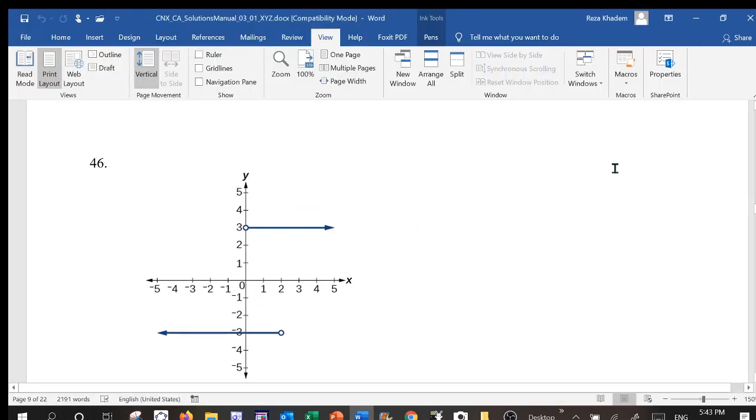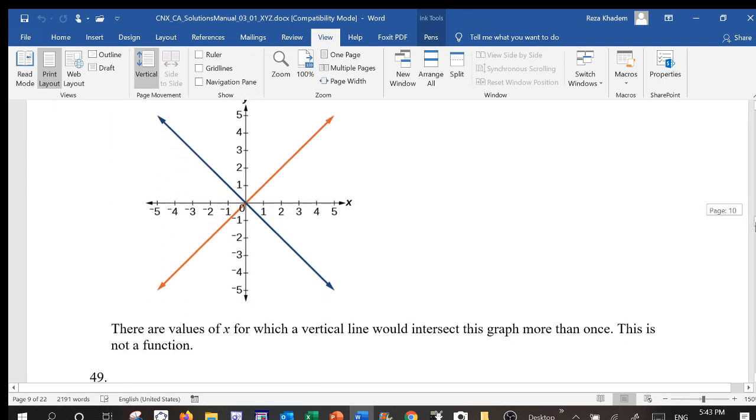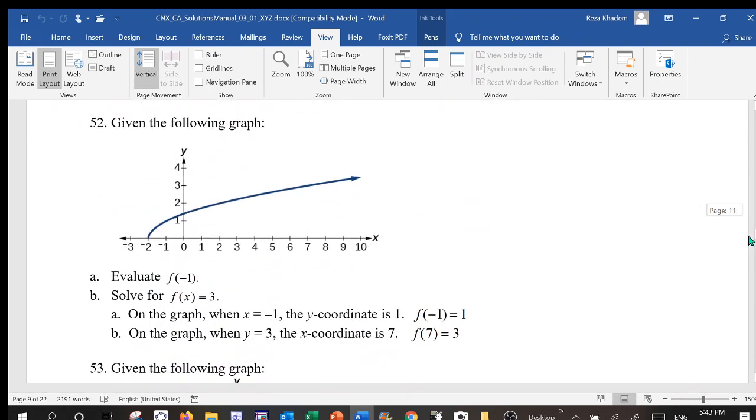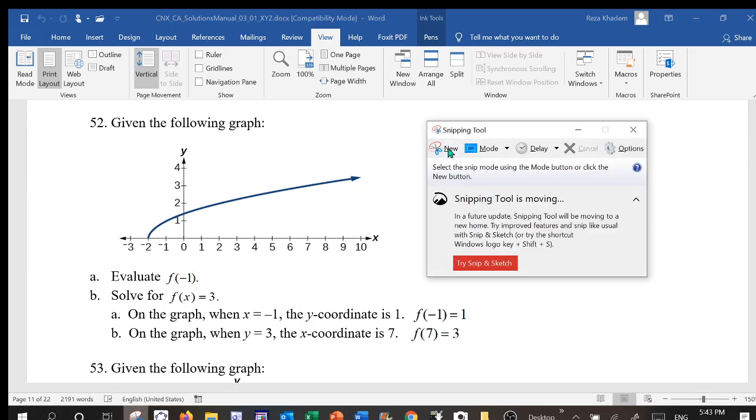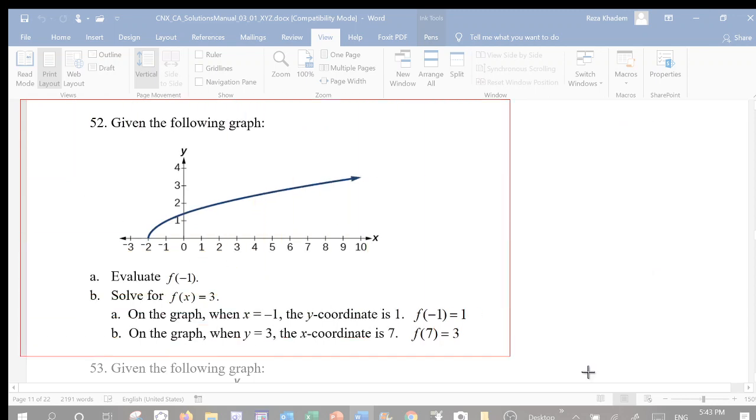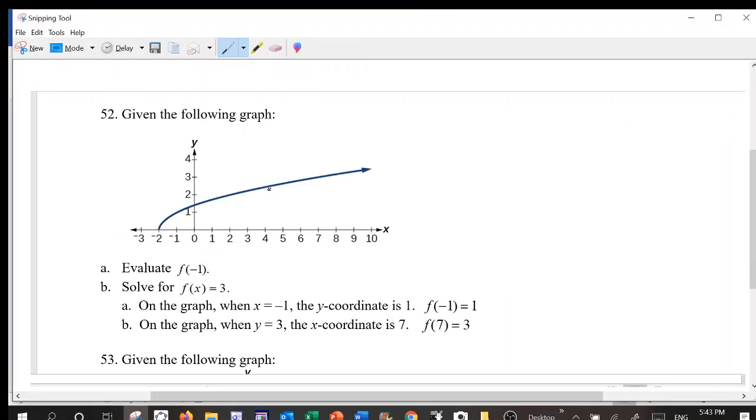So now let's do number 52. It says, given the following graph, now we have to evaluate all that using the graph. We are not given a formula, we are given what? A graph. Remember we said a function can be given in a table or equation or graph. So this is given in terms of a graph, right? So what is f of -1? That means if x is -1, right, what is y?